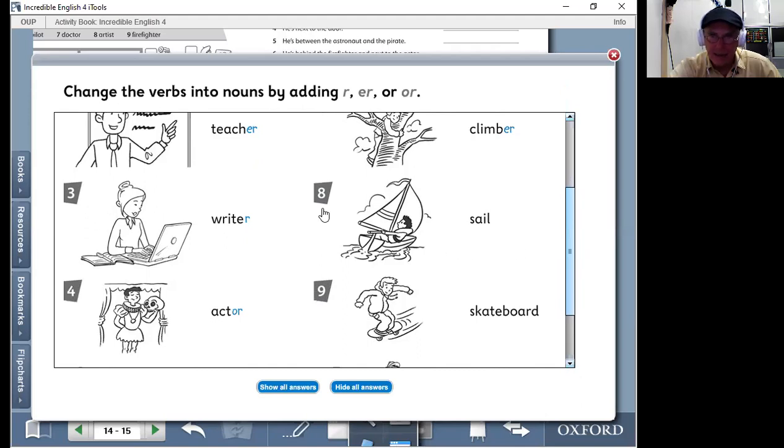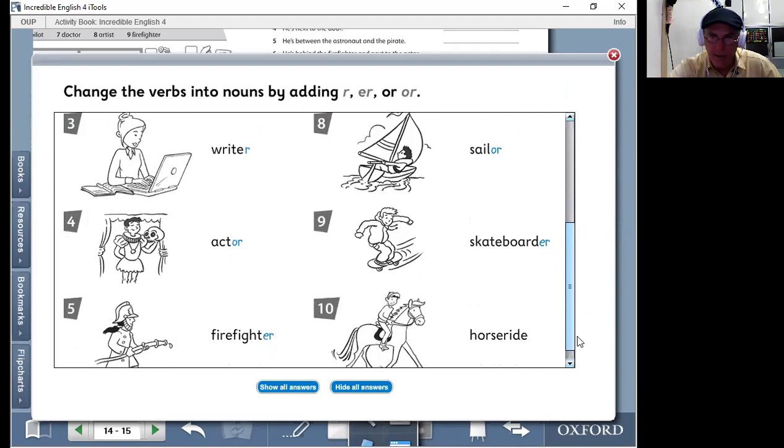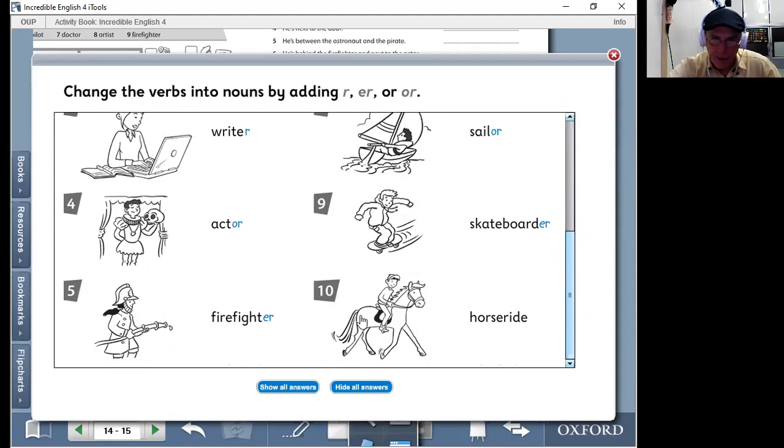Number eight, this boy is sailing, to sail. Now a person who sails in a boat is called a sailor, and it ends with an OR, sailor. And number nine, this boy here riding on his skateboard, and the person who does this is called a skateboarder, ends with an ER. And this boy is riding a horse. Now, to ride a horse, and the person who's doing this is a horse rider. We already have the E, so we just add an R.